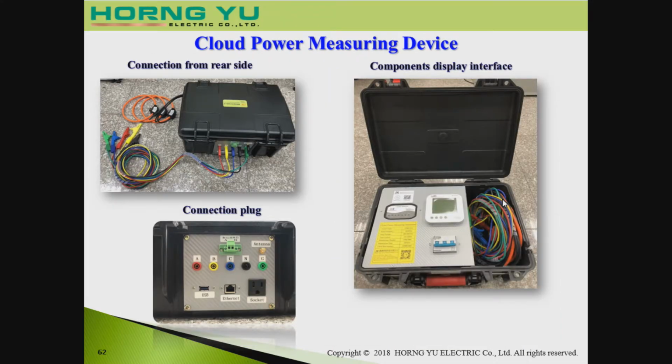Okay, so this is a connection for the rear side. You see this is the VT, and we also have the CT on the front. We can also place these wires beside on the right side of the box, so that it is easy to bring everywhere and easy to access for the installation.